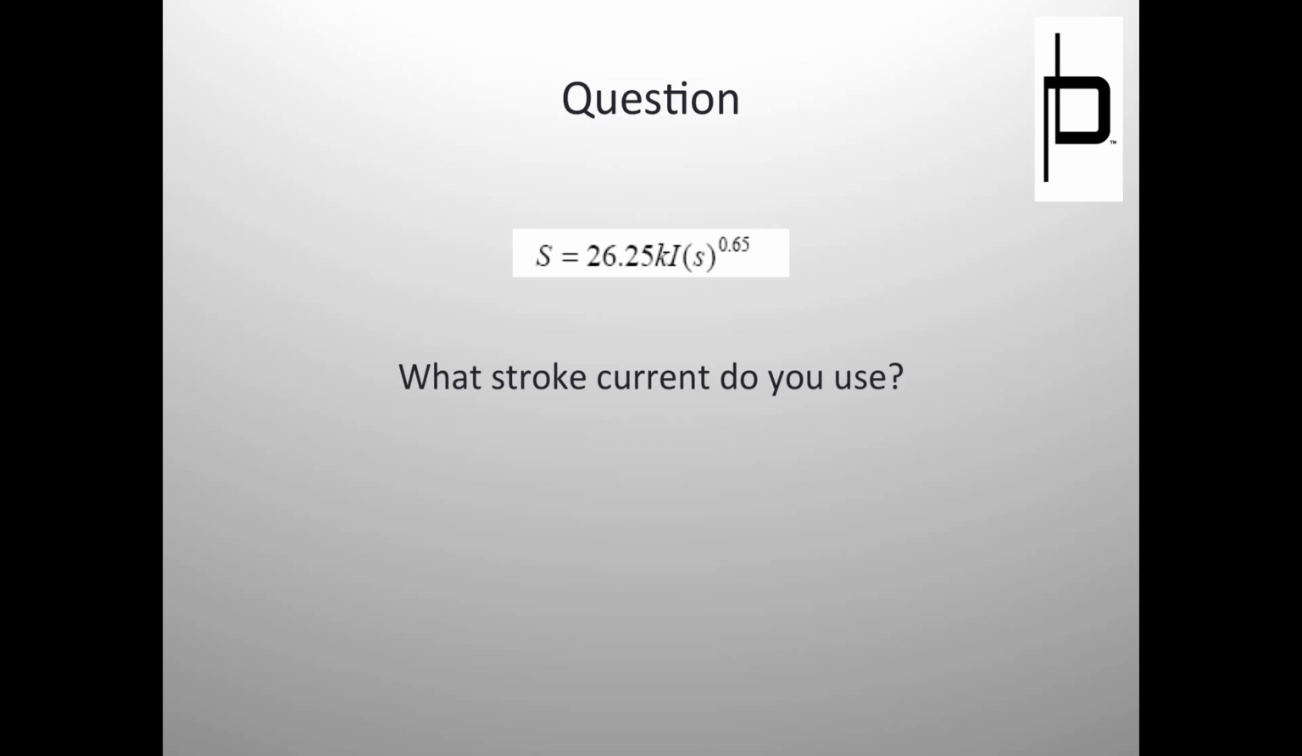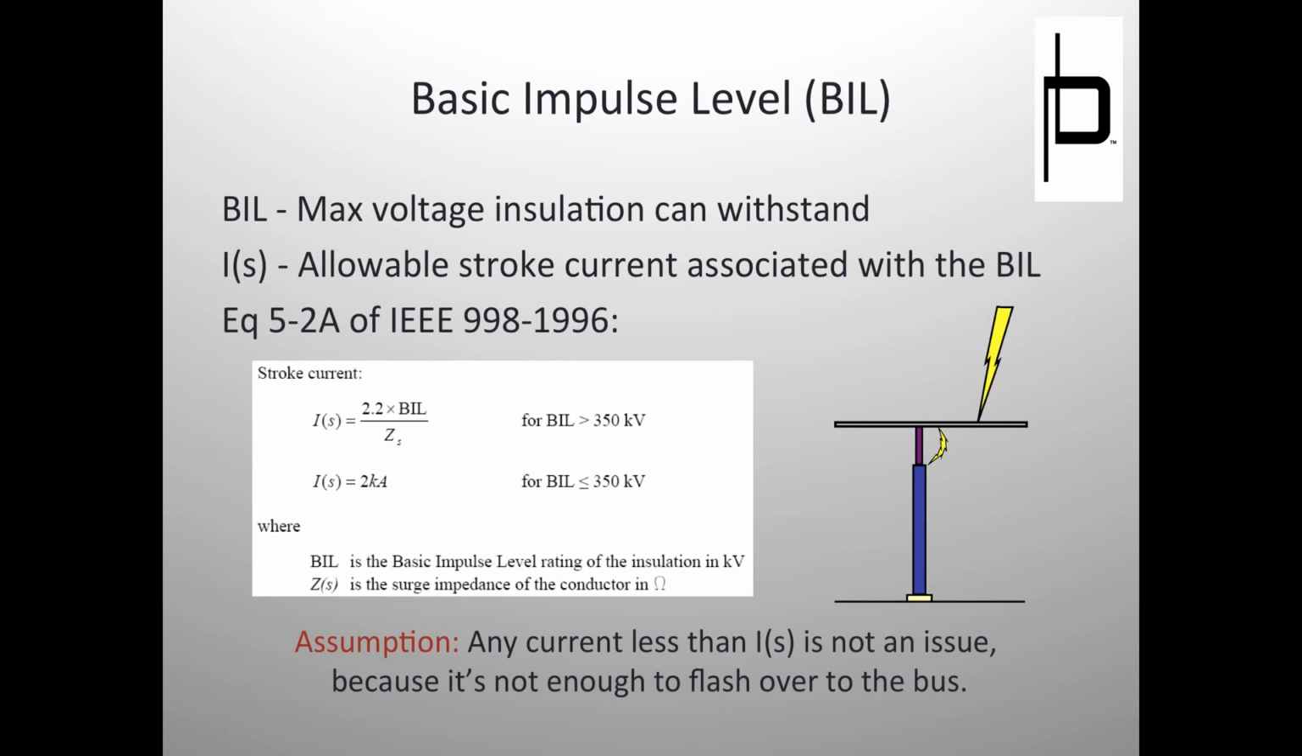This is your question from earlier: what stroke current do you use? You asked me, okay, this is the radius of the sphere, and you told me it's based on the stroke current. Well, what stroke current do I use? There are a couple of answers to that. In substations, this is probably the most popular answer.